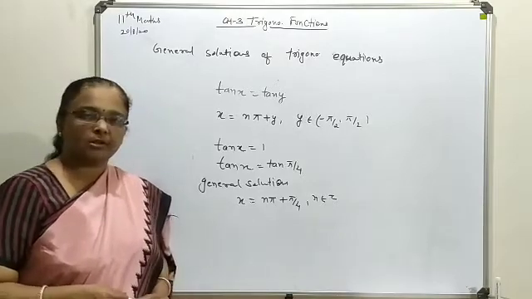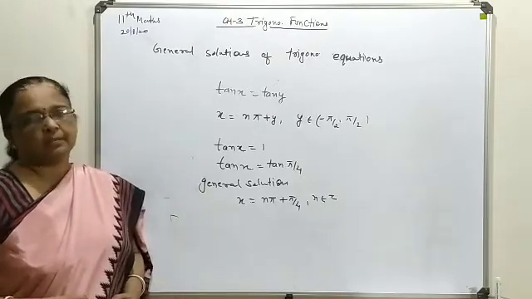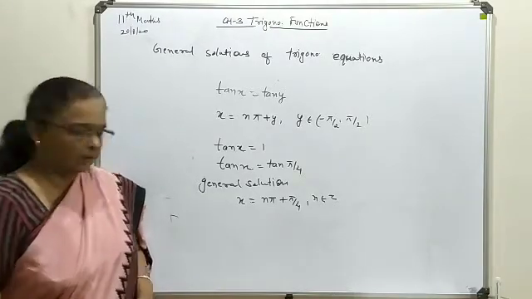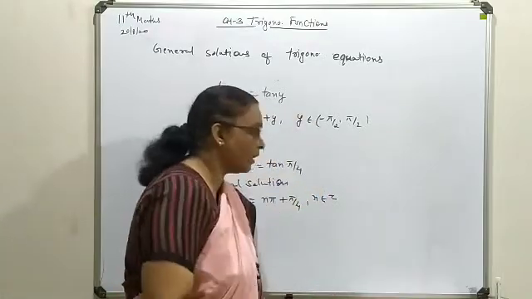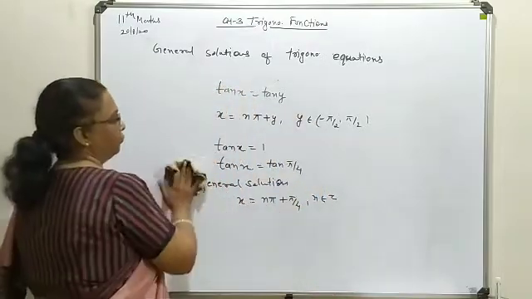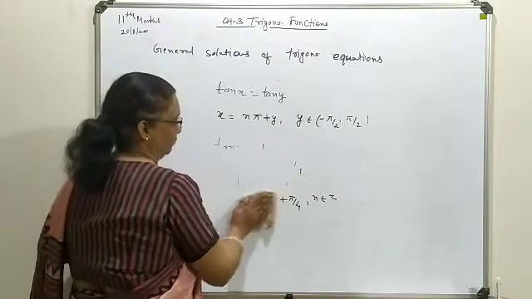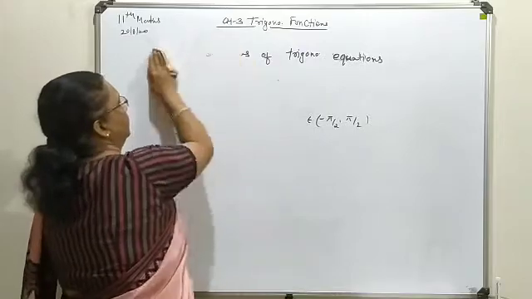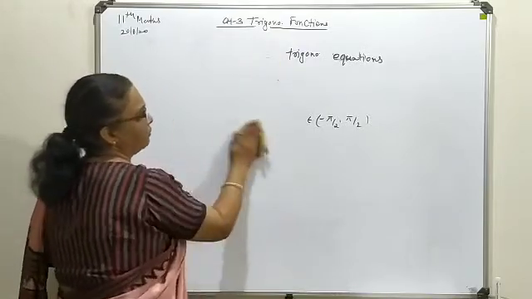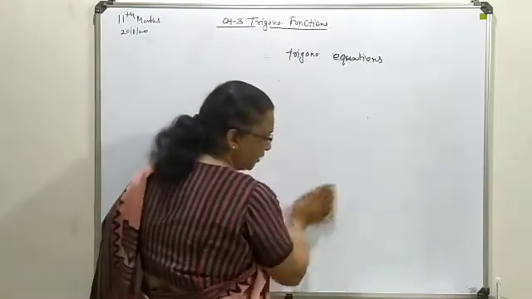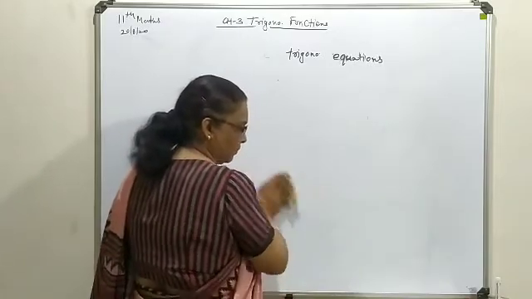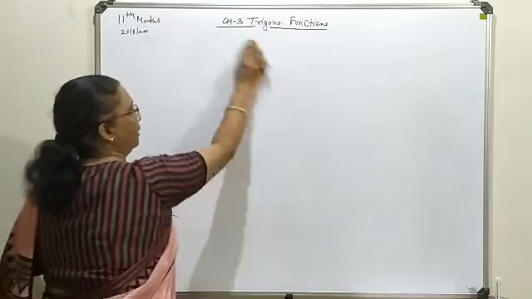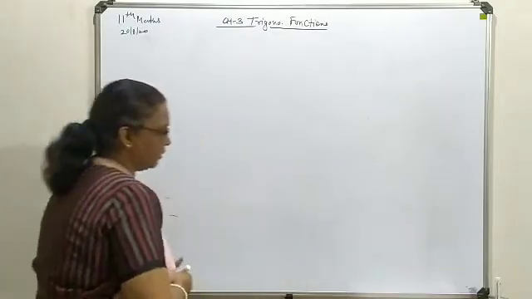Now let's try to attend some questions in which principal values, principal solutions or general solutions are to be evaluated. So let's start exercise 3.4. In 3.4, first we will discuss the first question in which both types of solution, principal as well as general solutions, are being asked for the given cases. So let's start with the first one itself.